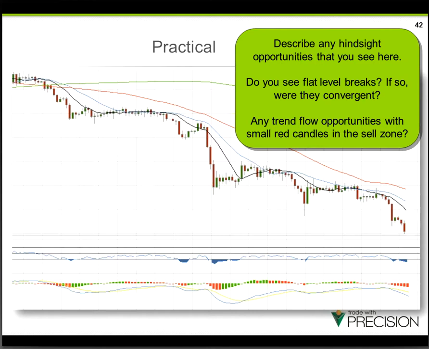First, look for the momentum breakouts, and then I want you to look for the trend flow trade with that small bearish candle in the sell zone. Okay, so I'll give you guys a minute to do this. No need to send me over your answers or anything like that. I want you to make some mental notes, and then in 30 seconds here, we'll review the trade together. But again, look through this trend and look for the momentum breakout, flat levels, going in the direction of the trend, and I want you to look for the trend flow trades, okay?